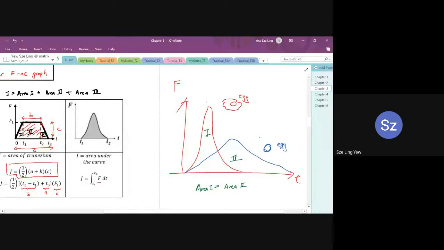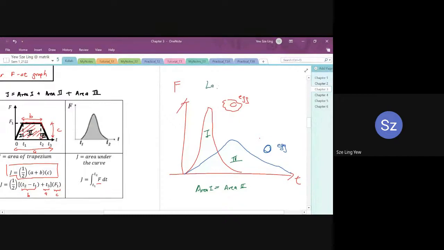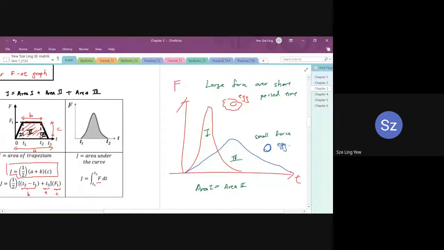So the first one has a large force over a short period of time. And then the second example, we have just a very small force, and then it takes a very long time.